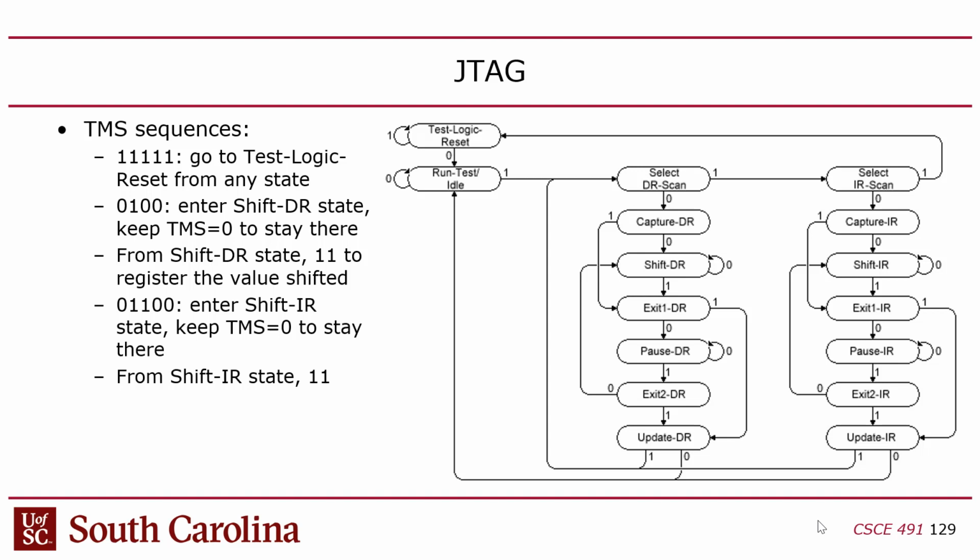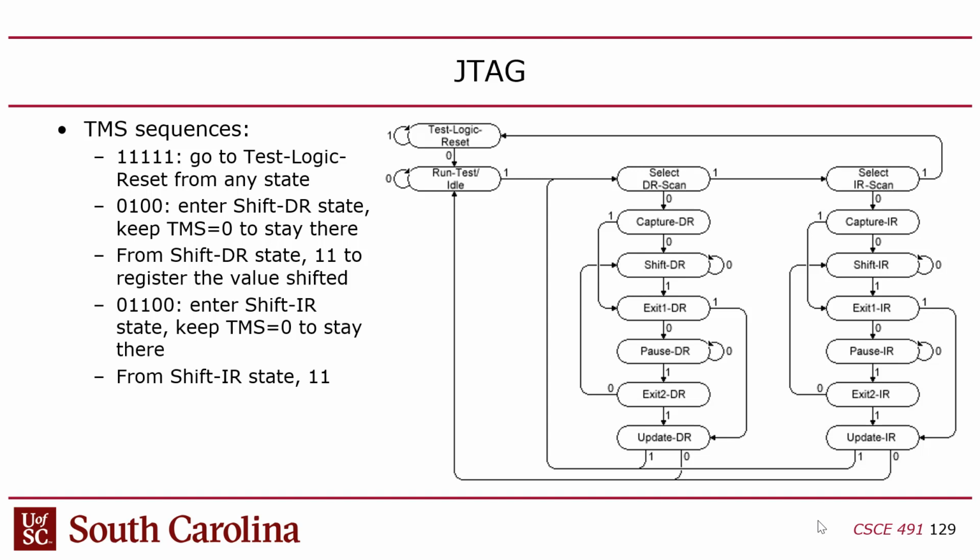Yeah, 5. If test mode select is 1 for at least 5 cycles, 1, 2, 3, 4, 5, it's guaranteed to go back to the test logic reset state. And then once I'm there, I know what state those devices are in, and then I can just give it another sequence of bits and go to whatever state I want after that. Does it make sense? So the idea is that test mode select is used to put me into a state.